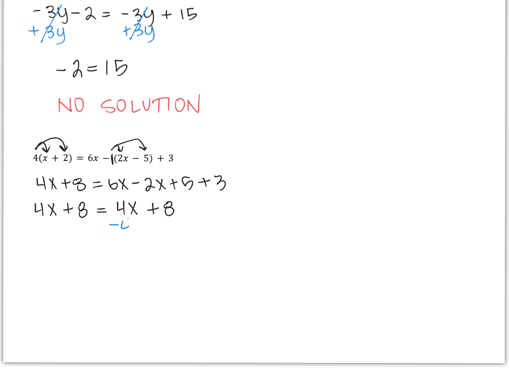So I'm going to subtract 4x from both sides, and they end up canceling, and I'm left with the statement 8 equals 8, which is true, which means it's an identity, which means my answer is all real numbers.